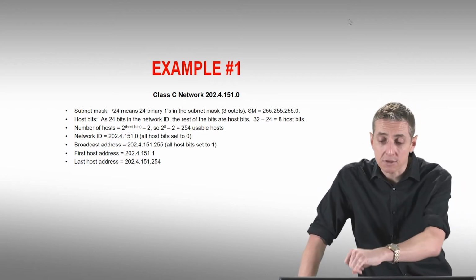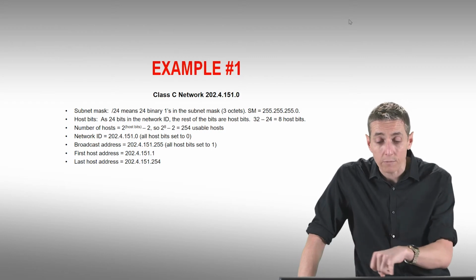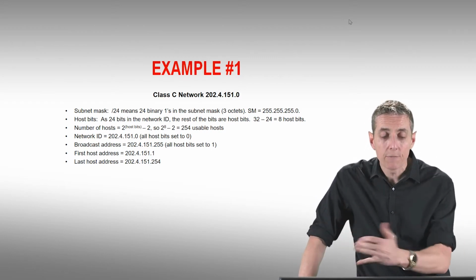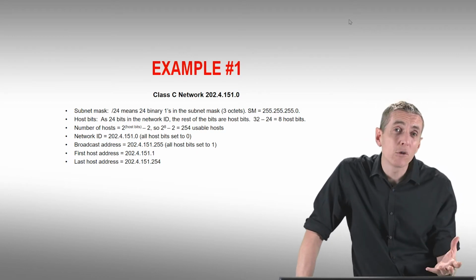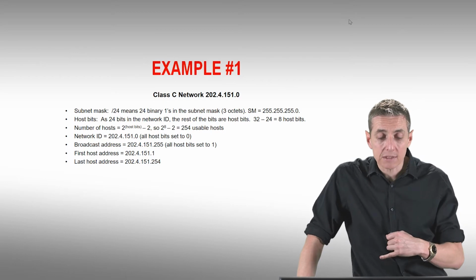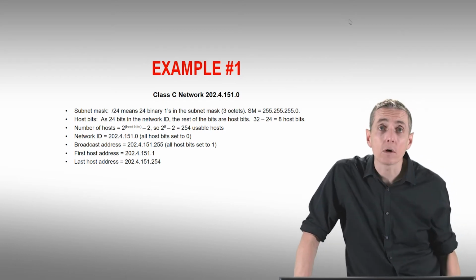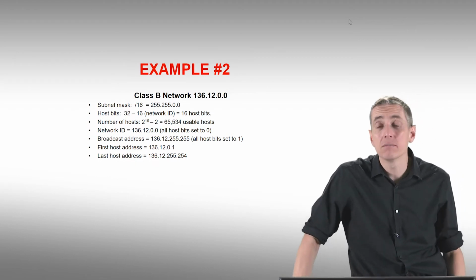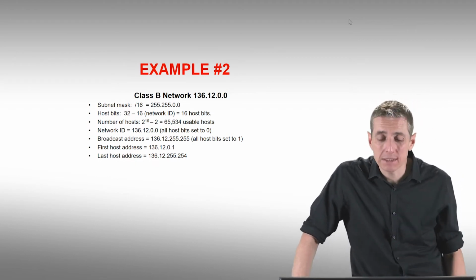Network ID, like we said, just a 0, so it's just 202.4.151.0. No problem there. Broadcast, .255 at the end. First host, .1. Usually the first host address is given to the router, not always, but it's a common thing that's usually done. And the last host address is the .254. So that's just a quick example there. And here's a Class B example. I don't tend to focus on Class Bs nowadays that much.